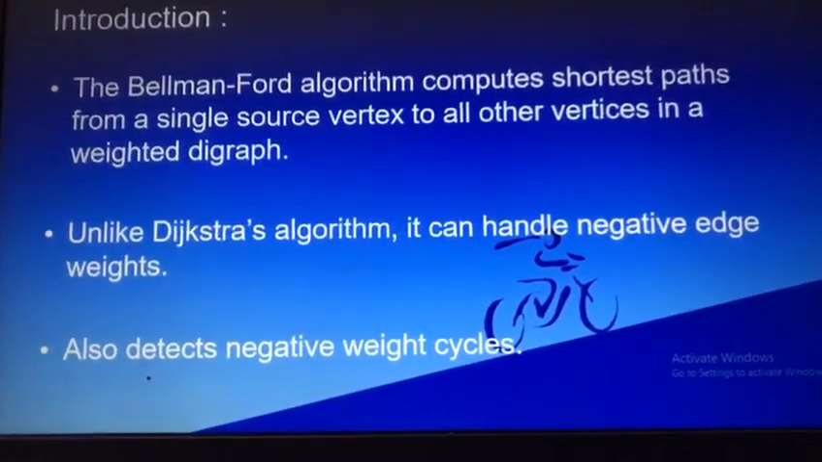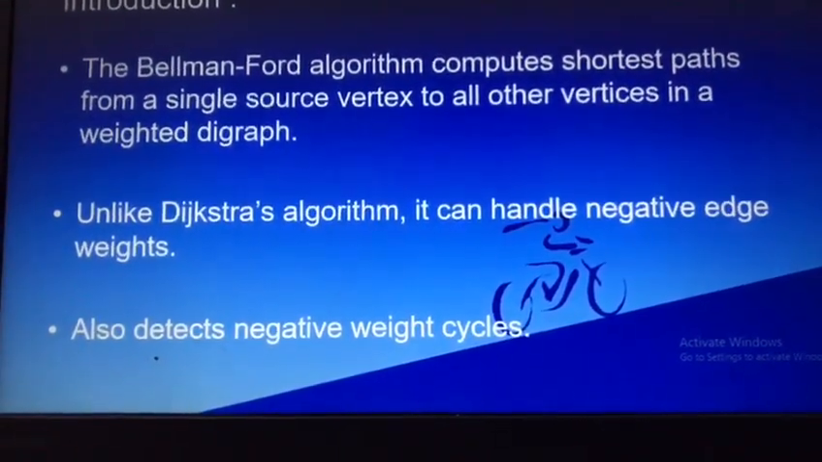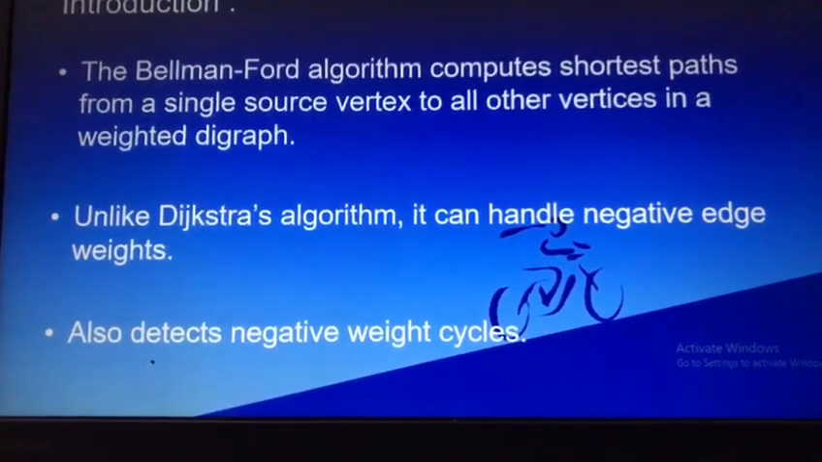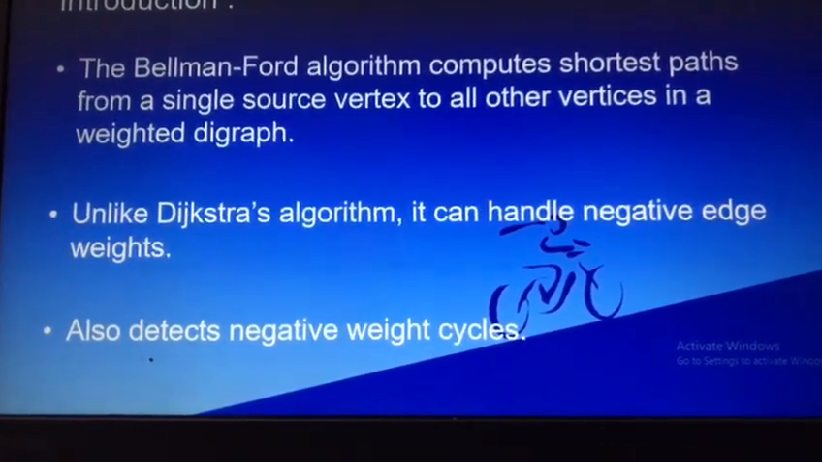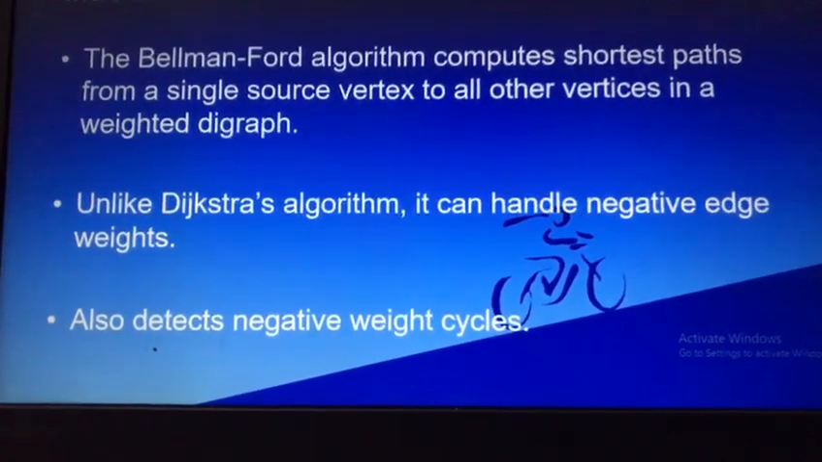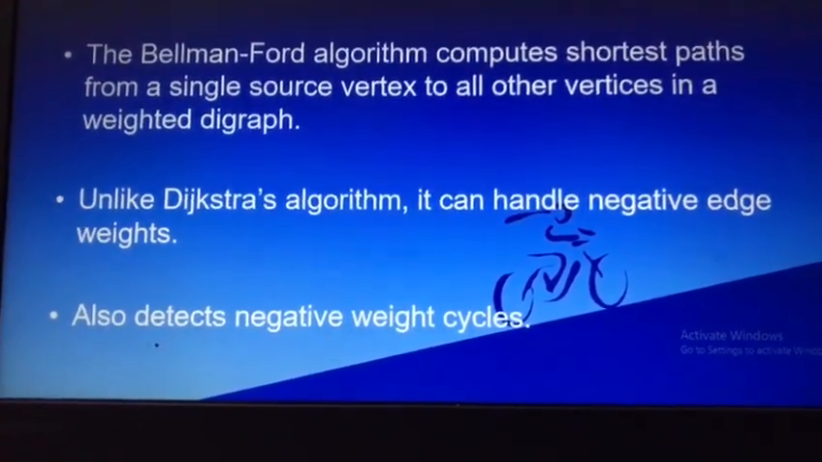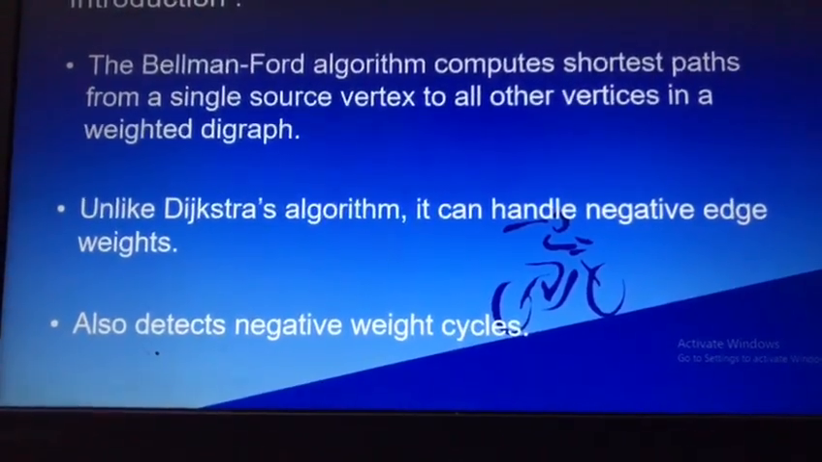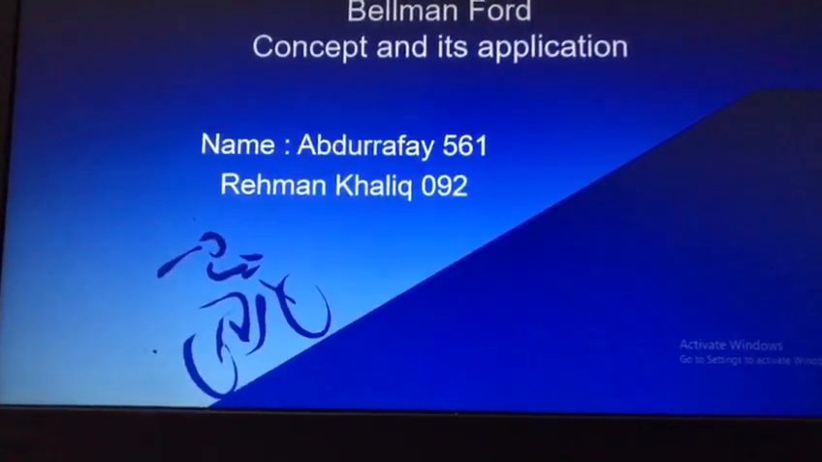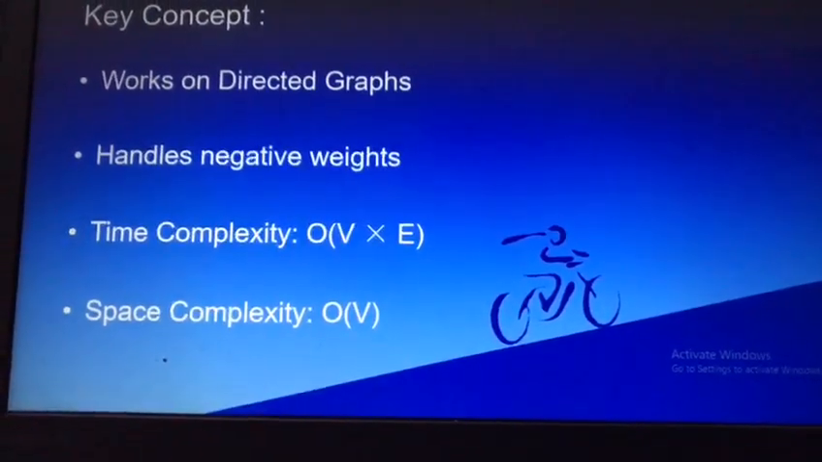We have to find the shortest path from our single source, and we write the values about the weighted graph. Unlike Dijkstra's algorithm, it can handle negative edge weights and also detect negative weight cycles. And then we go to the next slide. Our next slide is key features.